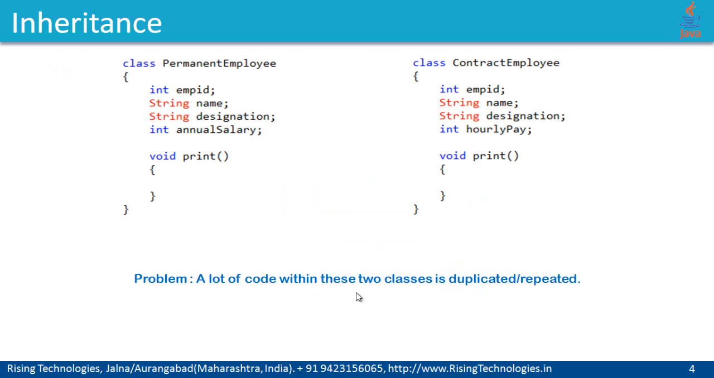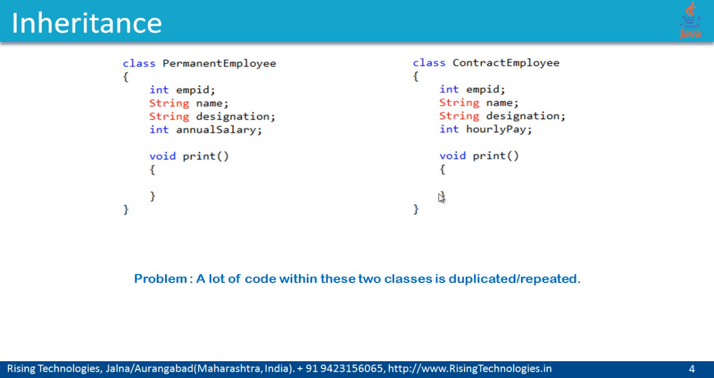Let's take one more example. Suppose in my organization there are two types of employees, permanent employees and contract employees. A permanent employee will take an annual salary, whereas a contract employee will take a per hour salary. But there are a few properties that are common to these two types. That may be employee ID, name, designation. Now if I create these two classes separately, you can see a lot of code within these two classes is duplicated, it is repeated.